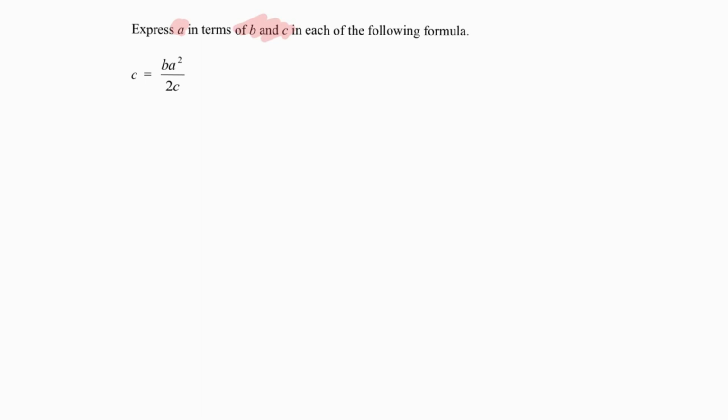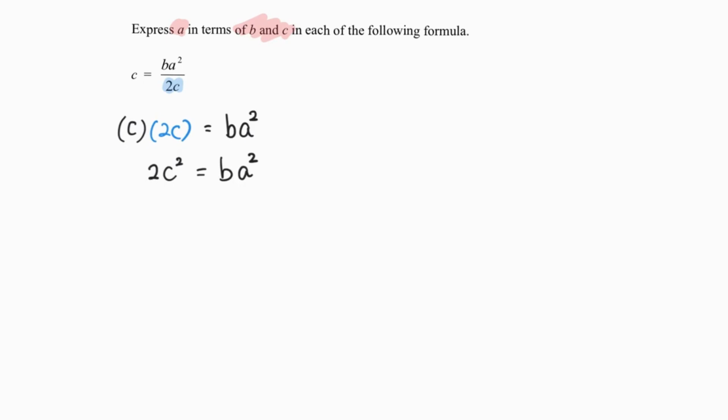That's why you would see that my next line, since I see that there is a denominator here, I'm going to multiply 2C on both sides, so that you would see this. I'm left with b a square here. Simplify: 2c square equals to b a square.